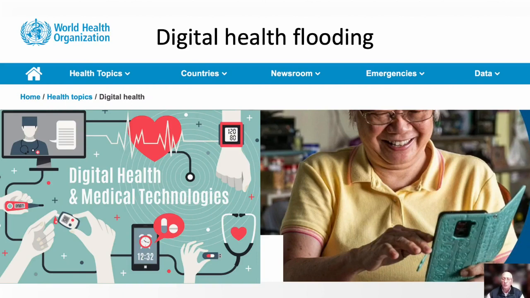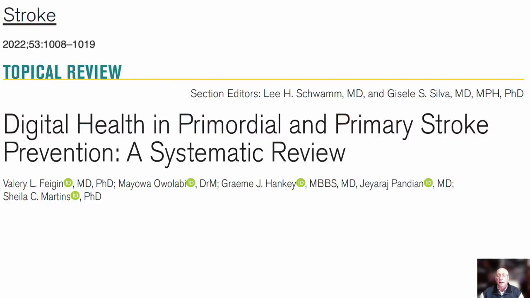The World Health Organization emphasizes that digital technologies are now integral to daily life. And although there is immense scope for use of digital health solutions, their application to improve the health of populations remains largely untapped. The unprecedented usage growth and potential of digital technologies for improving health has recently prompted the editorial office of Stroke Journal to commission us to write a topical review on digital health in primordial and primary stroke prevention. I would like to share with you the main results of this systematic review.